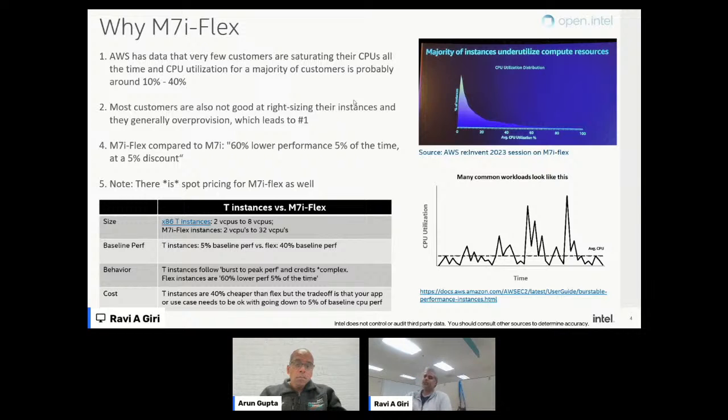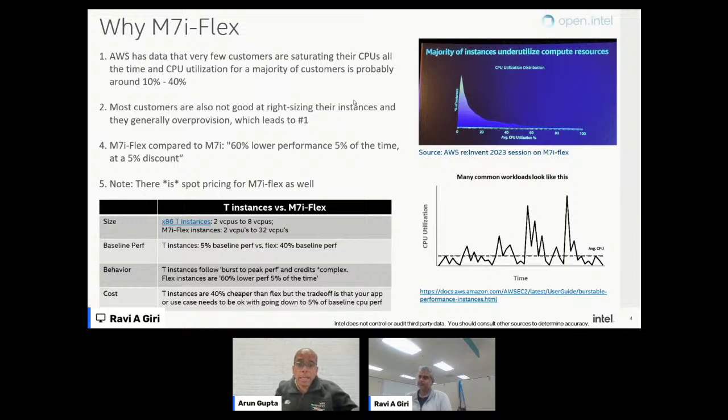The 60% low for 5% of the time, that 5% of time, we're not really sure whether it is only the lifetime of the instance that you rent or a lifetime measured as, say, 24 hours or 48 hours. And that's something that AWS has decided as a policy, so you'll have to ask them. And of course, the T instances are even cheaper than Flex, but there is a trade-off here as the other points are calling out. Got it.